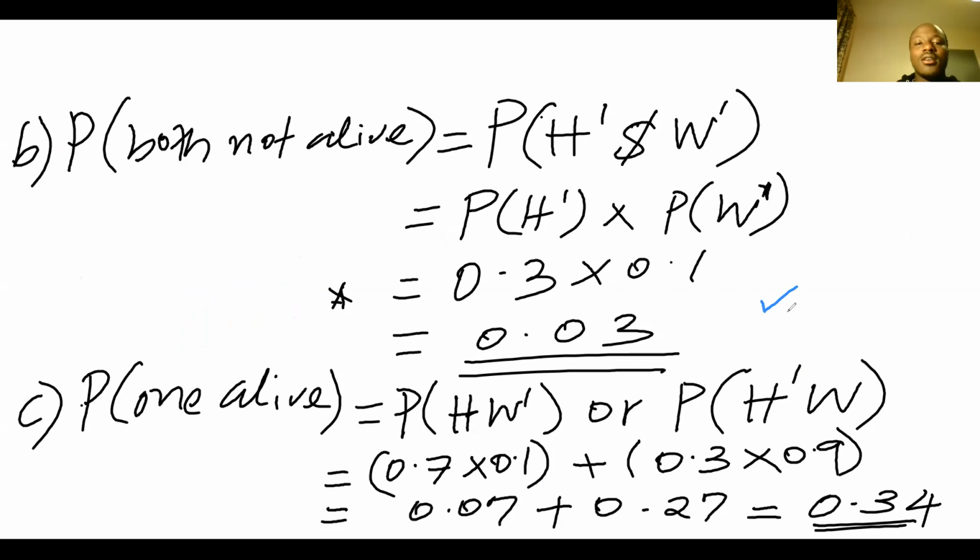Next is one alive. So husband alive, wife dead, or husband dead, wife alive. So these are some of the things you need to be checking as you calculate probabilities. So let's do another question, another example maybe.